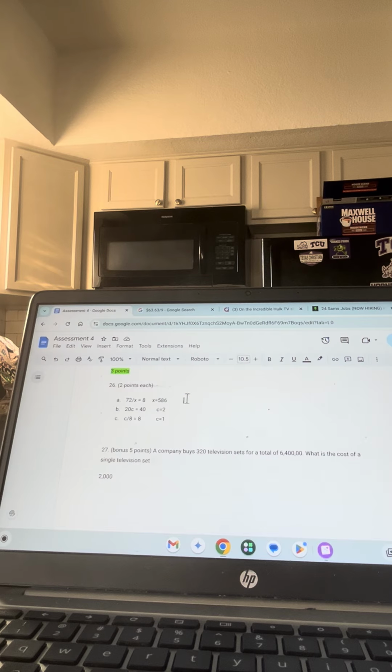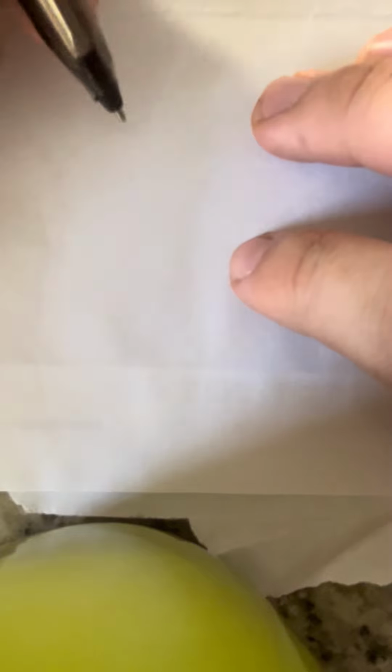I'm not even sure how you got 586. But remember, this is one of those video problems that I told you to watch over and over again, where it explains exactly what to do when you have a variable denominator. So let's go ahead and practice one of those. The video explains exactly what to do. 72 divided by x equals 8.